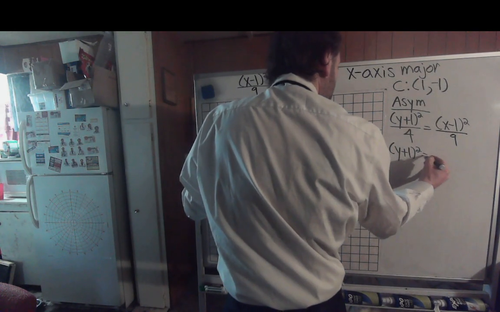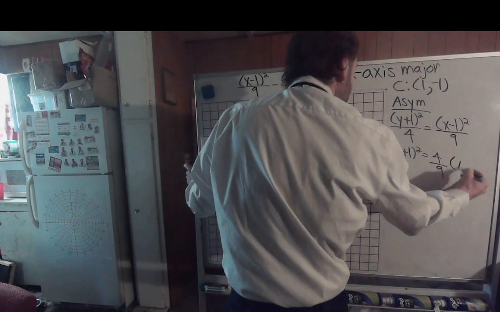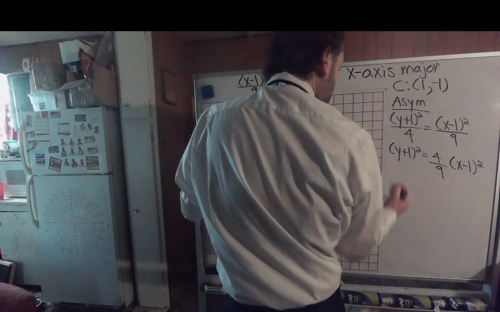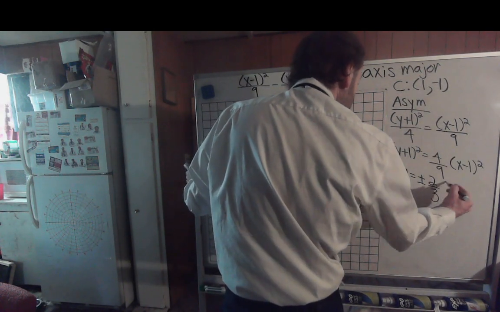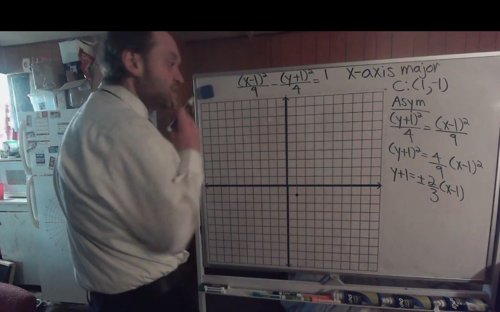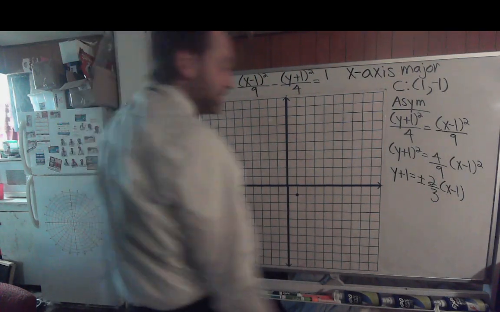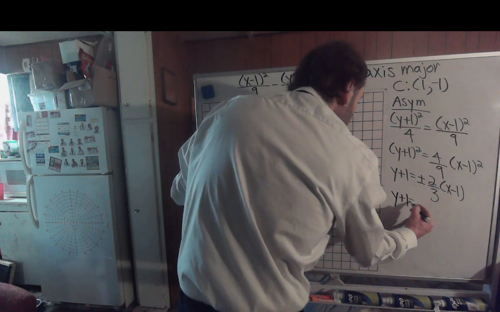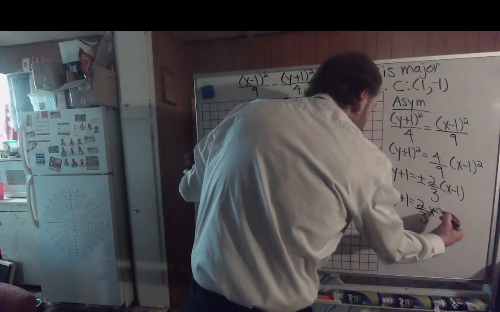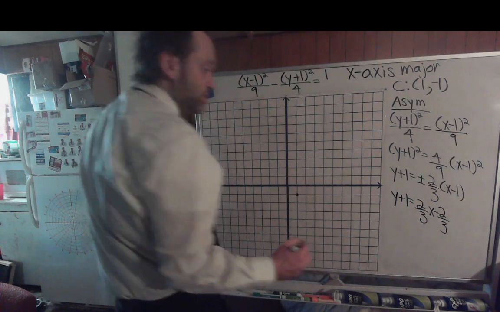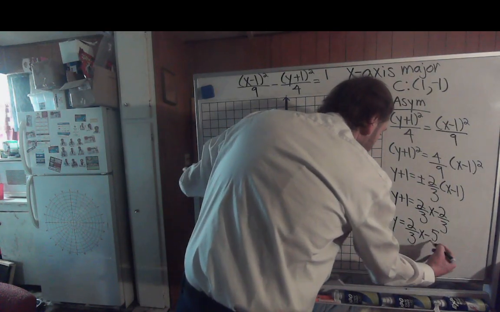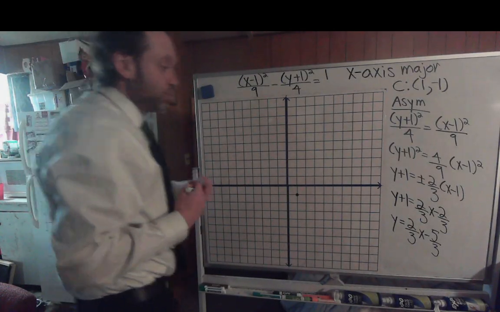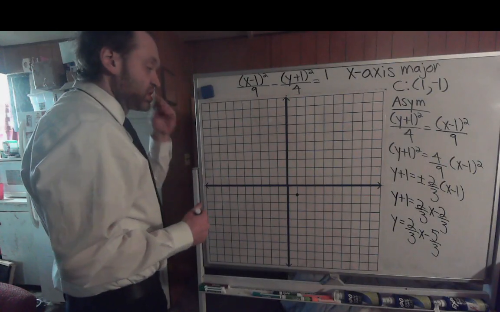Alright, so you'll have (y + 1)² = 4/9 (x − 1)², which would end up giving you y + 1 = ±2/3 (x − 1). So let's start there. That's the form our two asymptotes are going to take. Let's operate on y + 1 = 2/3 x − 2/3, so we'll do the positive 2/3 first. You get y = 2/3 x − 5/3 as your first asymptote. So y = 2/3 x − 5/3.